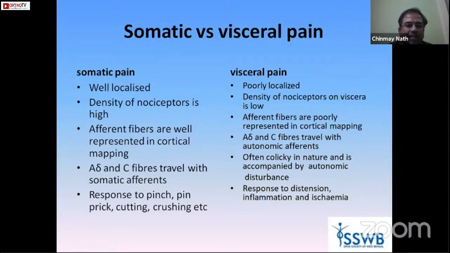A-delta and C fibers of the sensory fibers travel, in the case of somatic pain, through the somatic afferent, while A-delta and C fibers of visceral pain travel through the autonomic afferent.